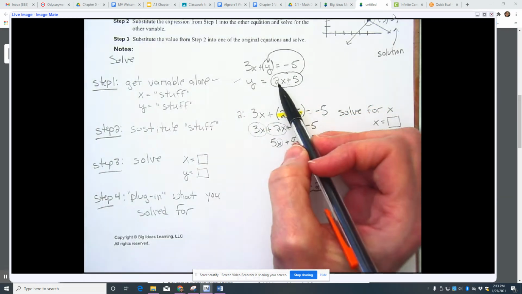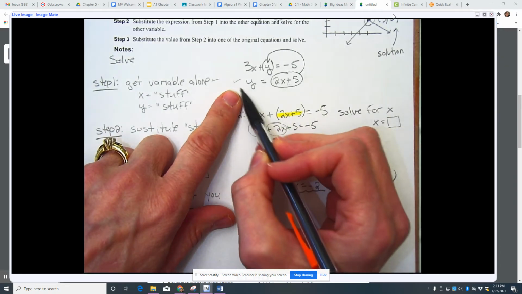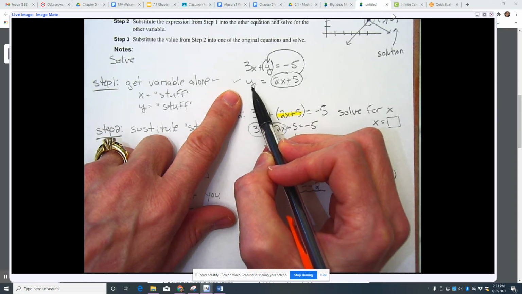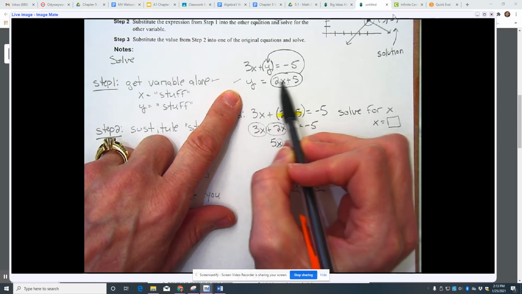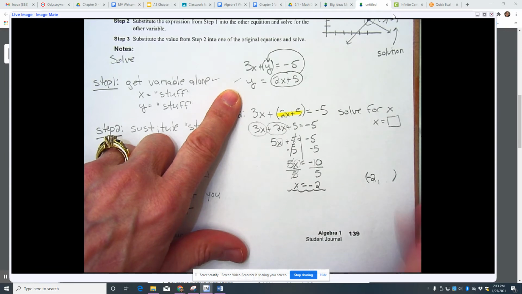Now, I can tell you, it doesn't matter which one you substitute it into, but why not substitute into this one? Because this has already got y by itself. So once I put my x equals negative 2 in here, do some cleanup over here, I'll know what y is.